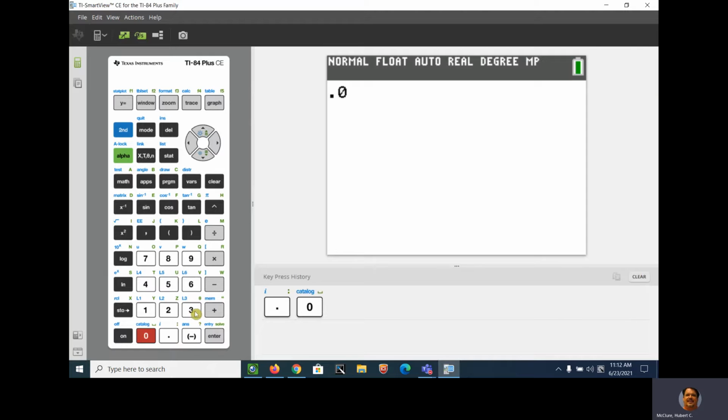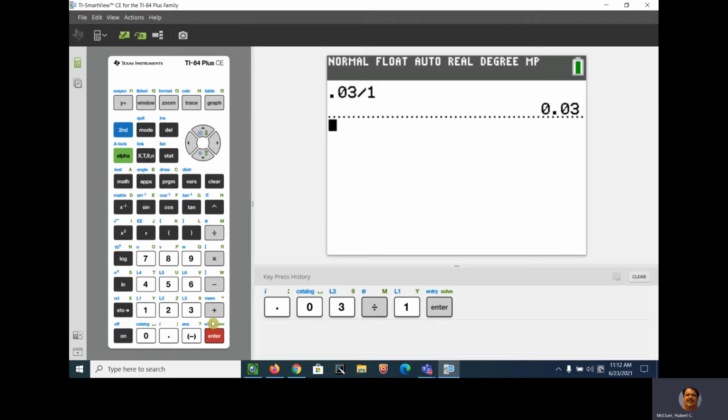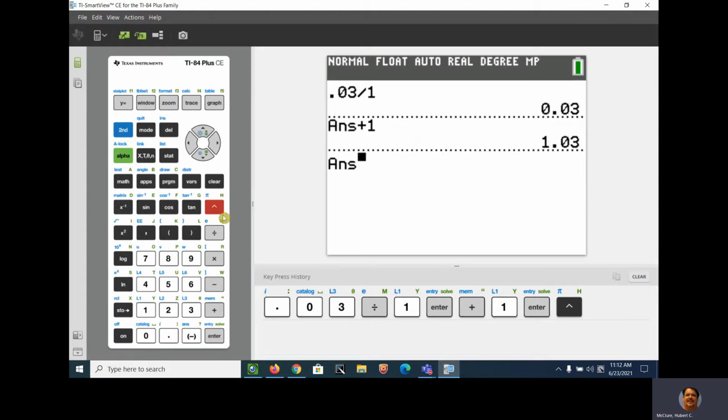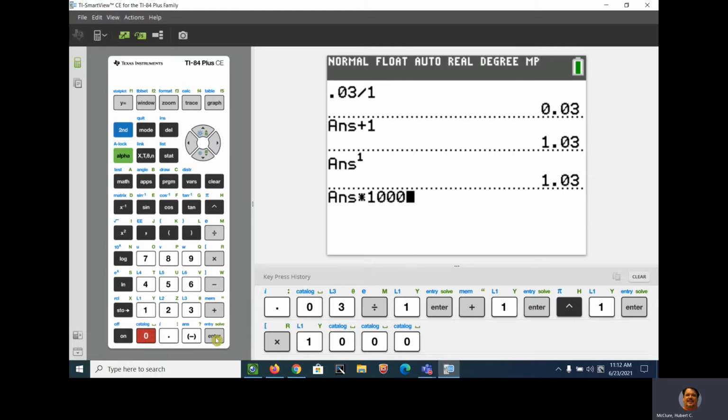0.03 divided by 1 plus 1, and we're going to raise that to the 1 power and multiply by 1,000. So after 1 year, A is equal to $1,030. So you made 30 bucks in 1 year, compounded yearly.